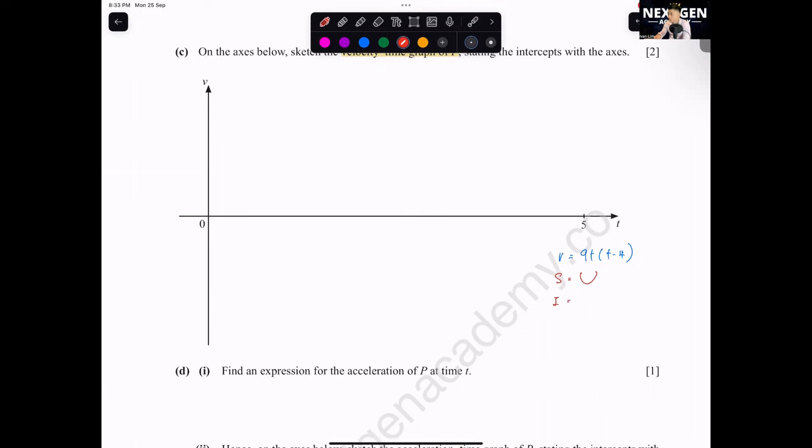Let's find the x-intercept first. t is equal to 0, and then t equals 4. Okay, your x equals 0, x equals 4. What's my y-intercept? The y-intercept is when x equals 0, t equals 0, which is also v equals 0. So it will intersect here.